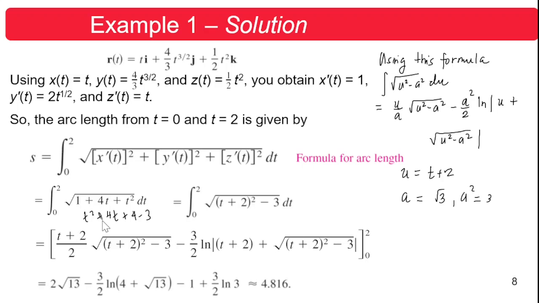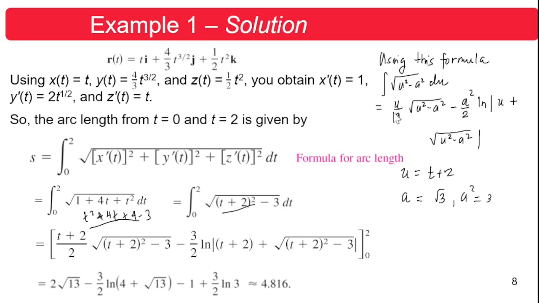And then by factoring, this is now factorable. The factors are of this form: the integral of (t plus 2) to the second power minus 3 dt. And then you let u be t plus 2 and a be the square root of 3, so a squared is 3. And then using this formula, the integral of the square root of u squared minus a squared du is u over 2 times the square root of u squared minus a squared, minus a squared over 2 times the natural log of u plus the square root of u squared minus a squared.